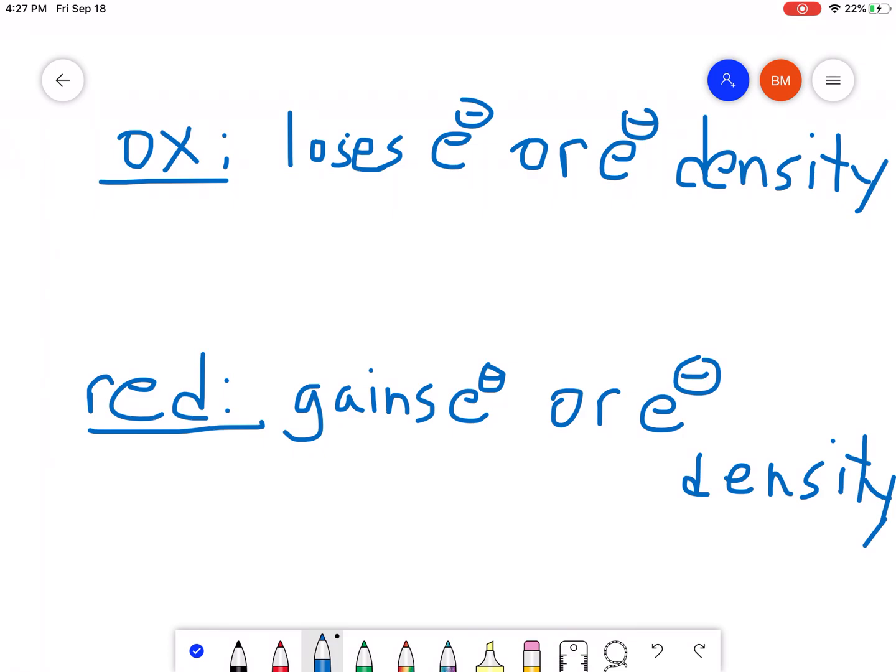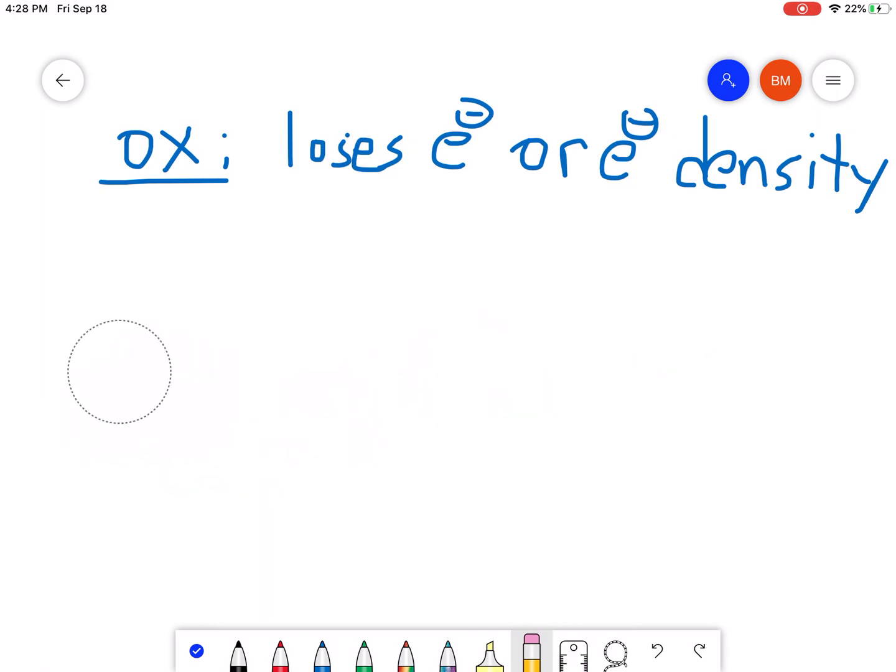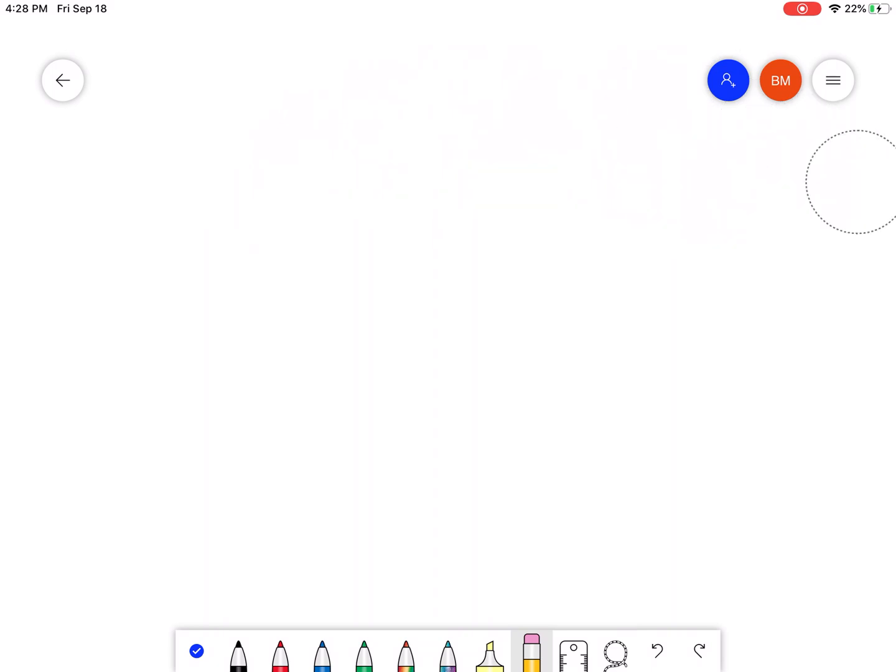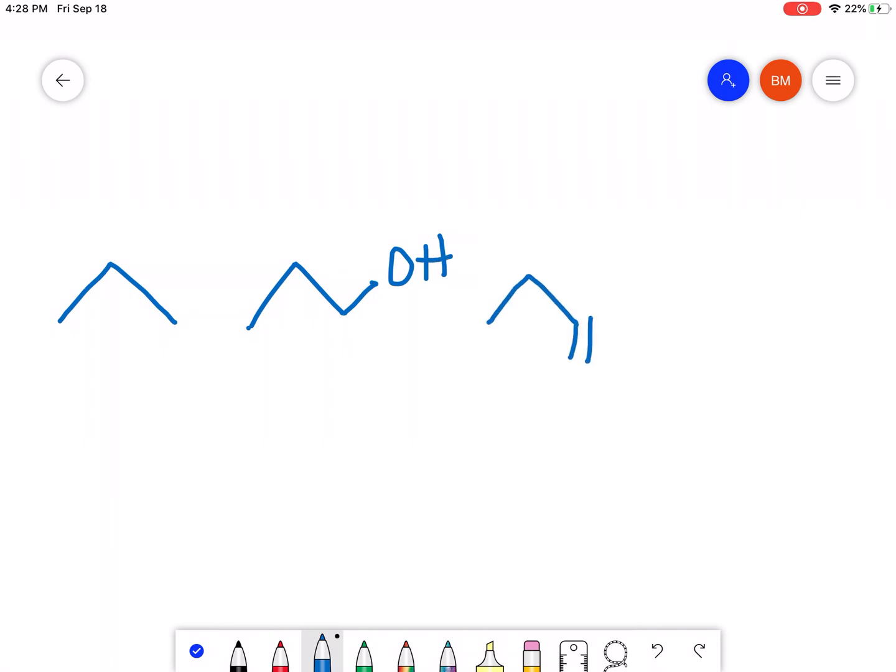All right, so let me illustrate what I mean by this. I'm going to draw a series of compounds. Let's say I have this, this, this, and this.